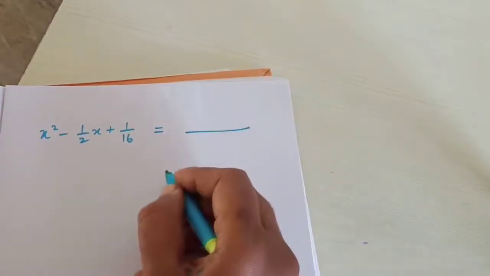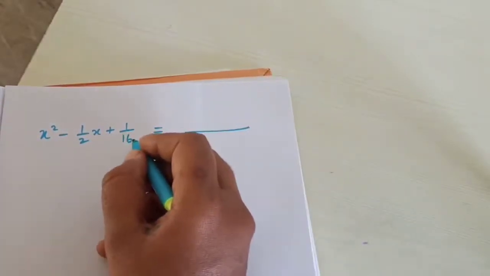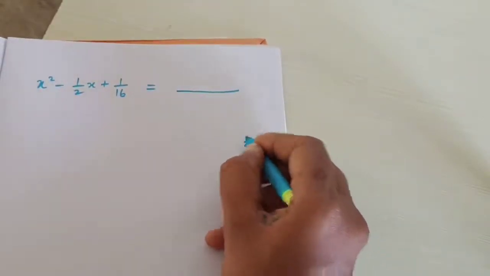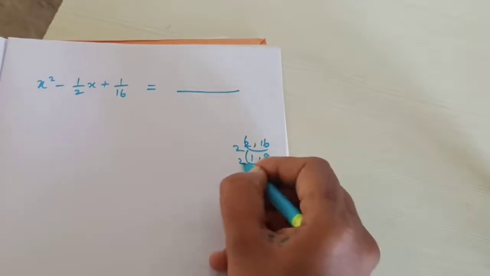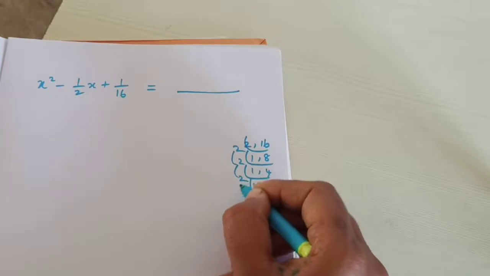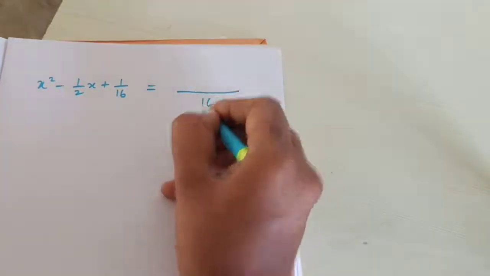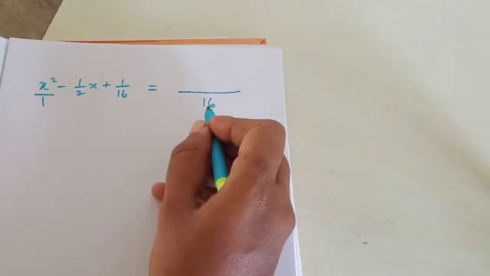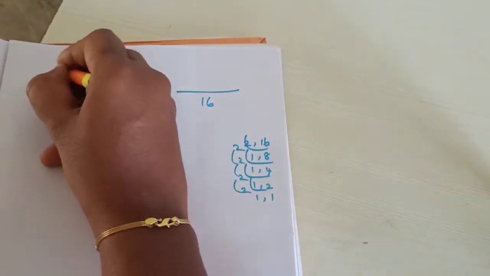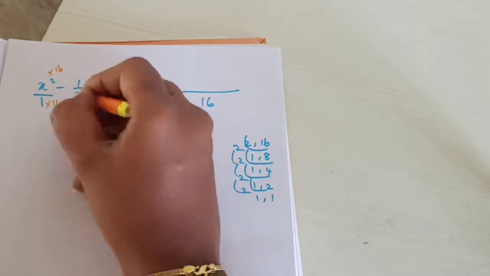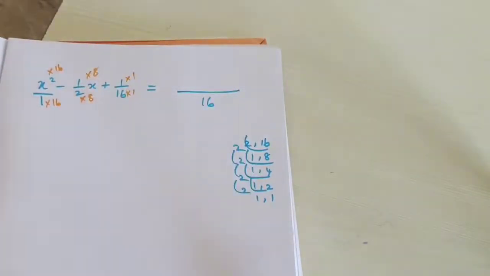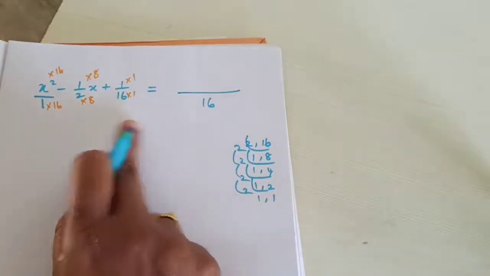Shall we take the LCM first? Here 2 and 16, what's the LCM? 16 only. If you have doubt, you can check 2 and 16. 2, 1, 8, and again 2, 1, 4, again 2, 1, 2, and again 2, 1, 1. 2 2s are 4, 4 2s are 8, 8 2s are 16 only. So 16. Here 1, we can change it to 16. So 1 to multiply into 16 into 16. Here 2 we want to convert as 16 into 8 into 8. Here 16 into 1 into 1. So unlike fractions, we are changing into like fractions.